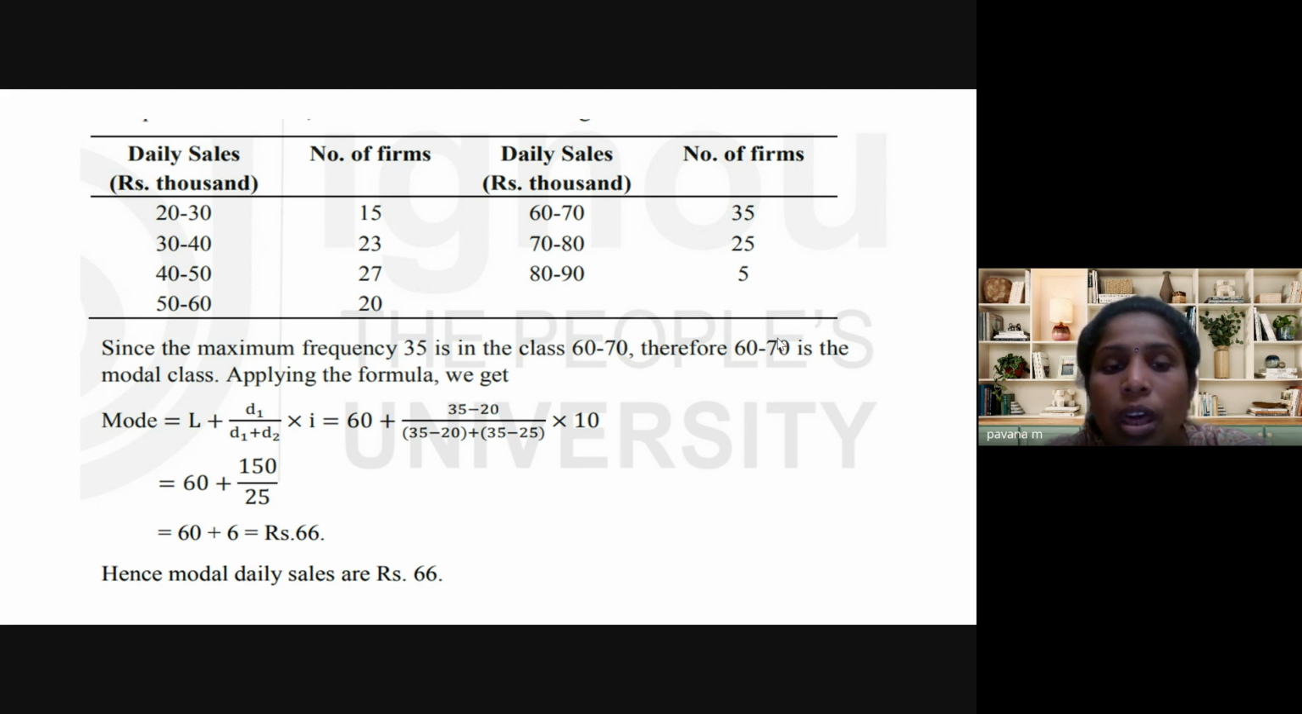So here you are considering 35 minus 20. It is the D1 by D1, again 35 minus 20, plus D2. D2 means the difference between model class frequency and the succeeded class frequency below. So 35's below value is 25. So 35 minus 25, that is the D2 value. If you calculate this, then you will get the model value of that particular class.